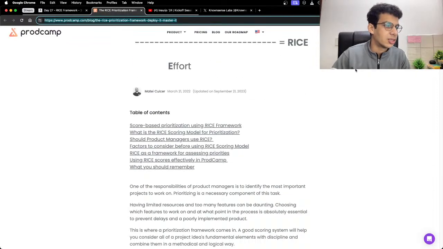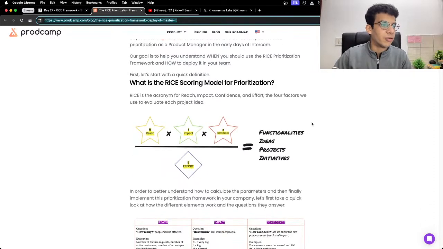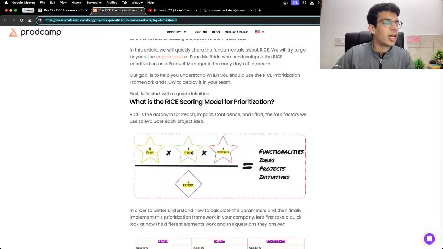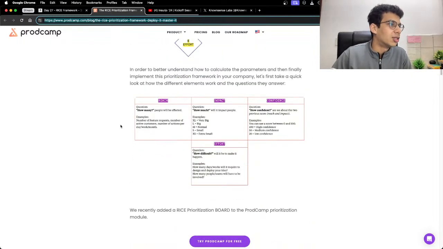You have other resources here where it talks about how RISE scoring is important for your prioritization, right? So here you can see reach times impact times confidence divided by effort is equal to the RISE score, right? And it can involve the functionalities, the ideas, the project. It can be for a lot of these things, right? Reach: how many people will be affected? And impact: how much will it impact the customer? Is there a lot of impact, is it game changing or something new that you are trying to introduce?